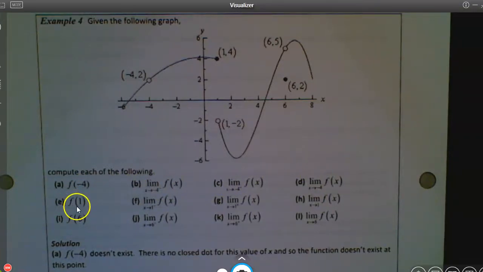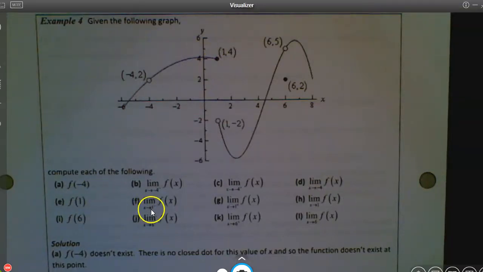So let's go to the middle row. What about a value of 1? You can see on this one, this does exist. It does not exist right here, but it does exist here, right? Where x is 1, we do have a y value of 4. So that can be our solution to this one.